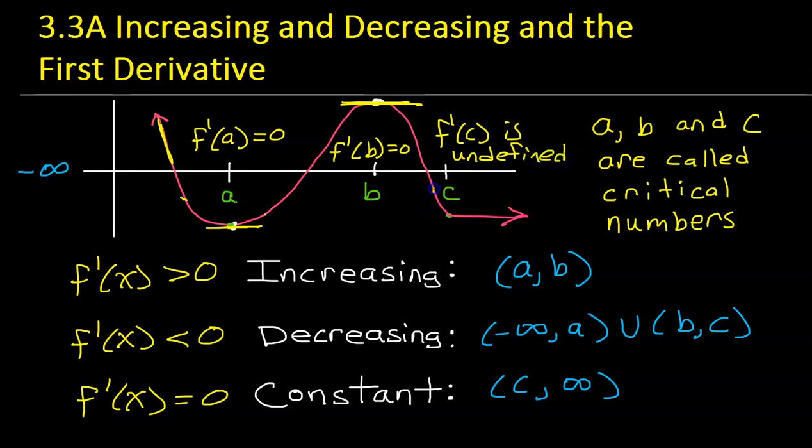When you have a sharp turn like this, the derivative is undefined because the limit from the left and the limit from the right are two different numbers. So that makes the derivative undefined. So just keep that in mind. So notice critical numbers are the only places where a graph can go from decreasing to increasing or from increasing to decreasing. All right, we're going to use that fact to determine increasing and decreasing intervals.